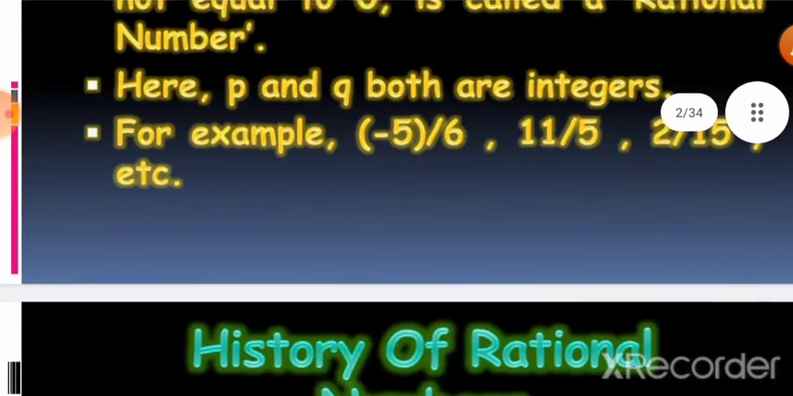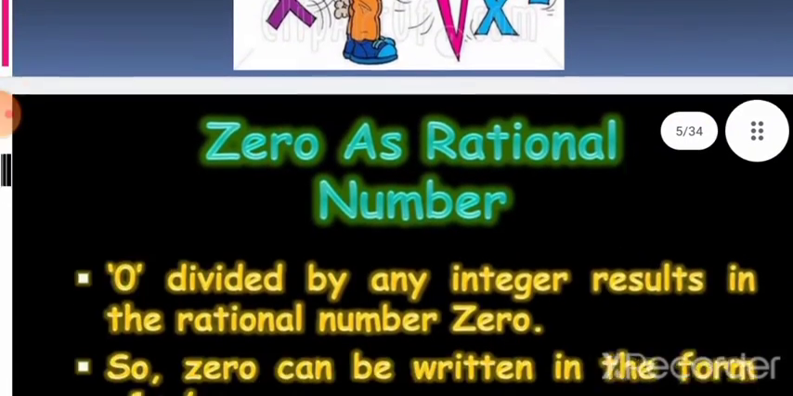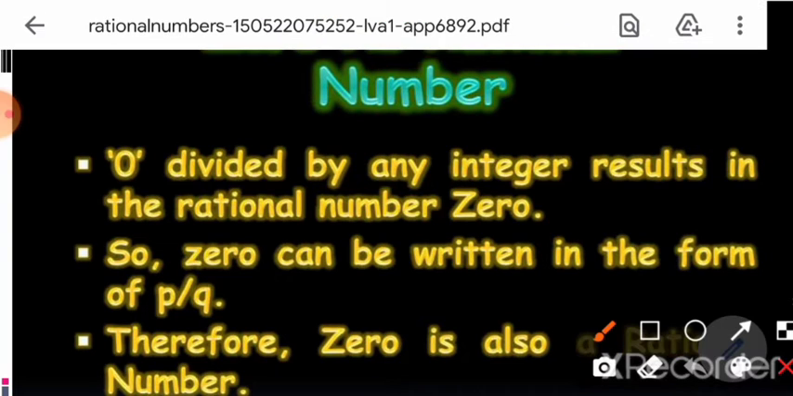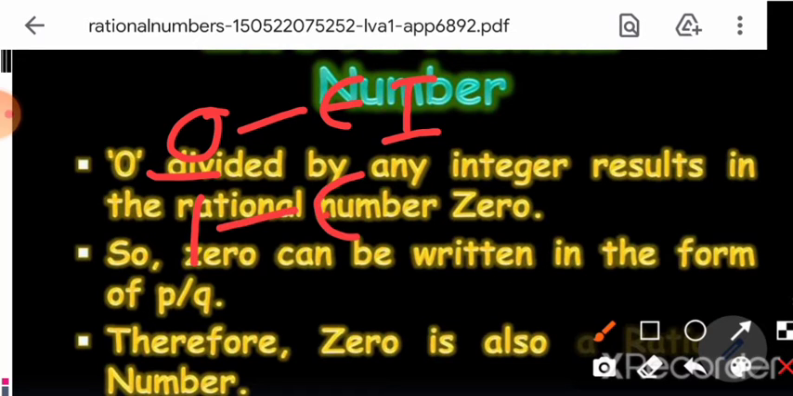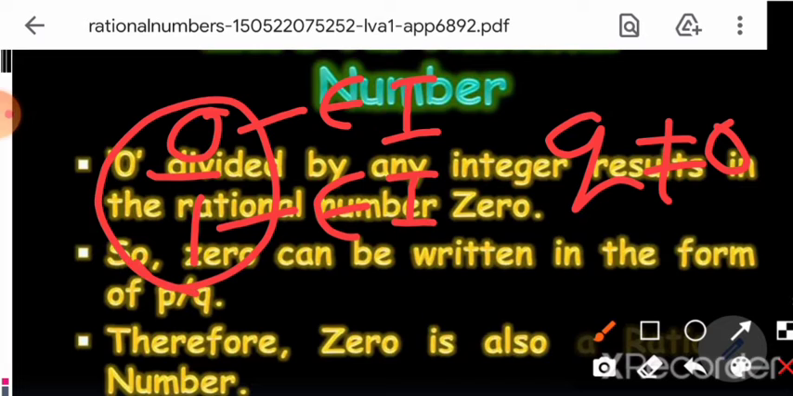Now the next point is some points about zero as a rational number. Is zero a rational number or not? This is important. Zero is a rational number because you can write zero in the format of 0 upon 1. So 0 is an integer and 1 is an integer. Both are integers and q does not equal 0. So this property is also fulfilled for this number. It means 0 is also a rational number.